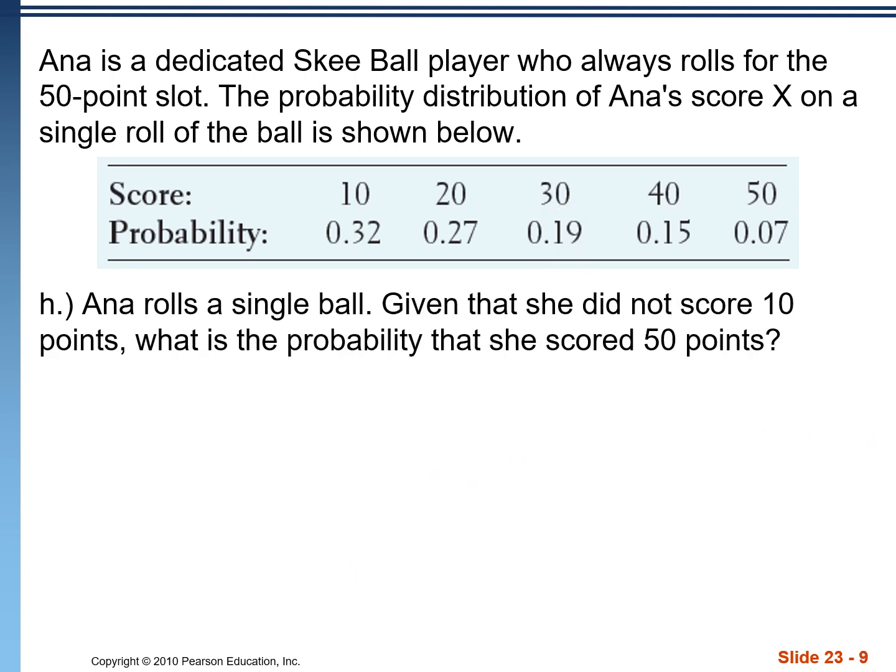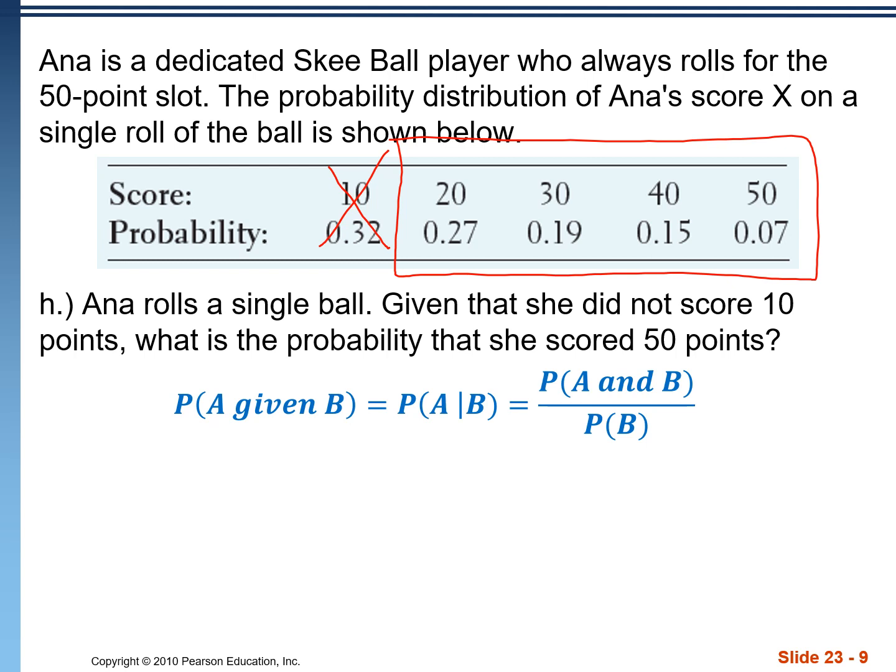Part H, we're back to rolling a single ball. Given that she did not score 10 points, what's the probability that she scored 50 points? So it's telling us she did not score 10 points. We can take that out of the distribution, and we're looking only at 20 through 50. This is a conditional probability. It's on your equation sheet. This is the actual equation, but it's easier just to deal with this problem logically. What's the probability that after we take out this option, that she ends up with 50 points?